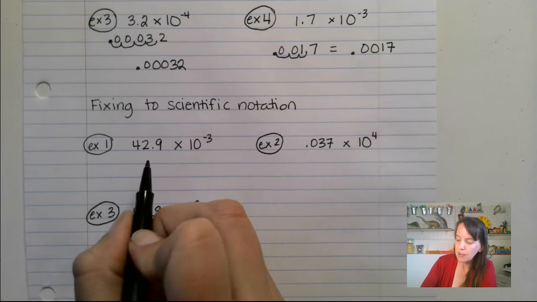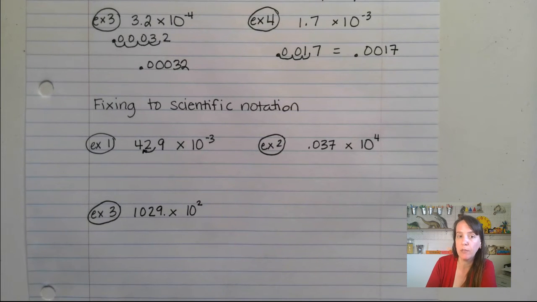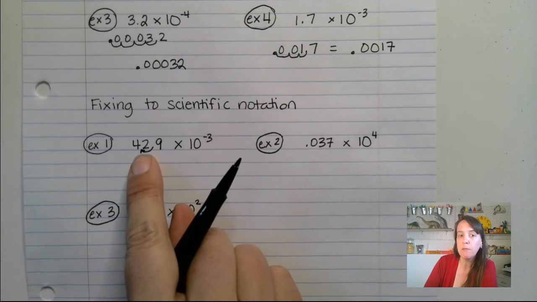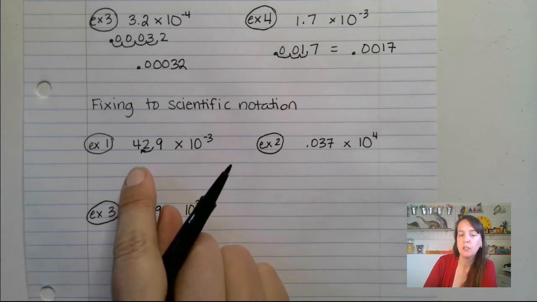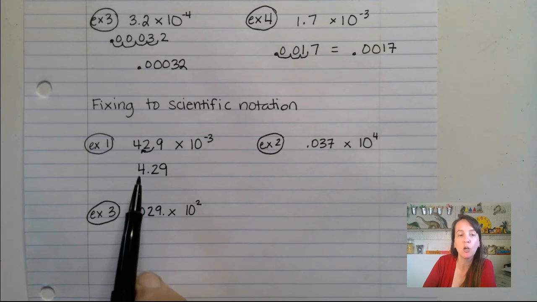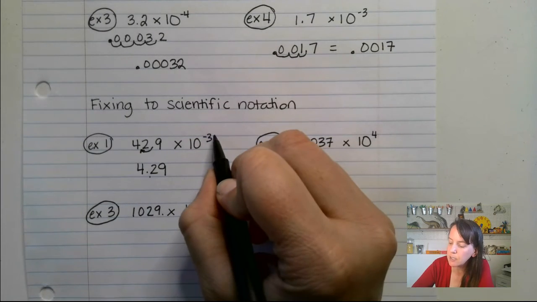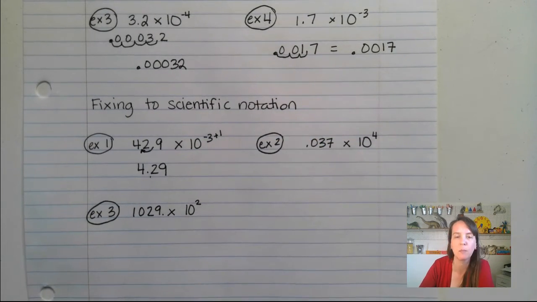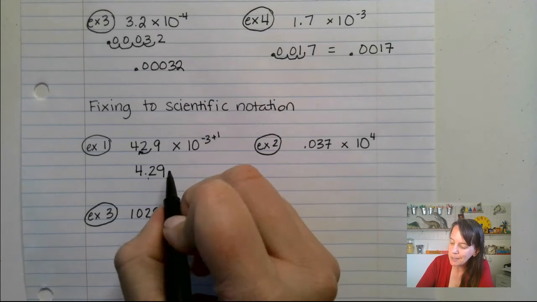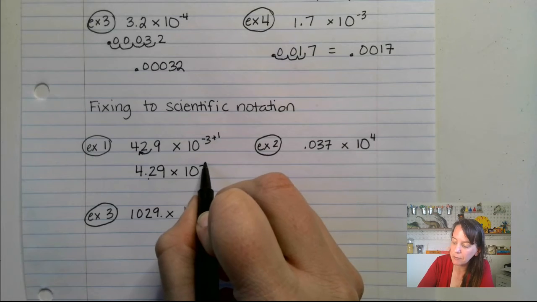In this case, we need to move this decimal over here so it's between the 4 and the 2. Now, I've gone from 42 and 9/10 to 4.29. I have made this number smaller. If you make this number smaller, you need to make this one larger. And I did it by 1 spot, so I'm going to do +1, +1. So that means 10 times 10 to the -2.